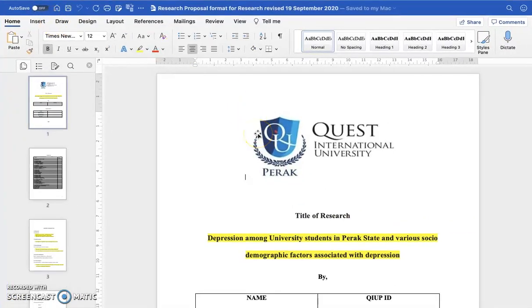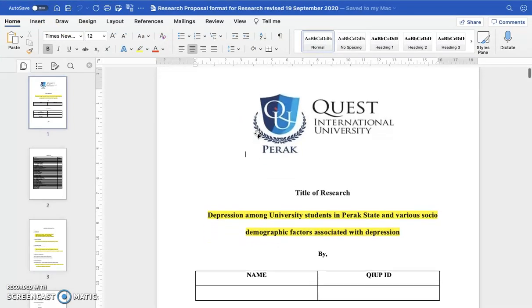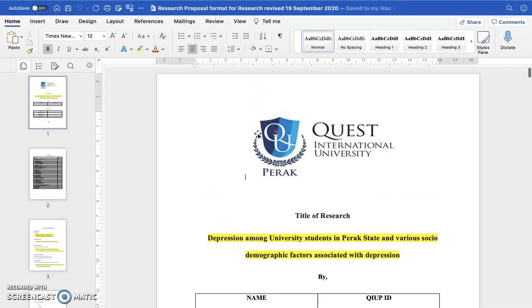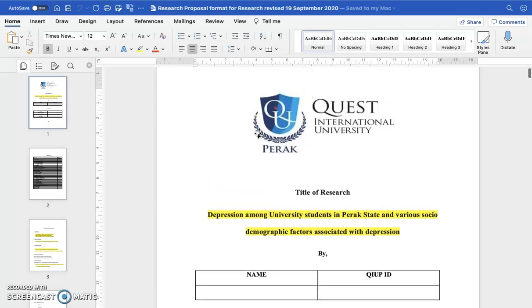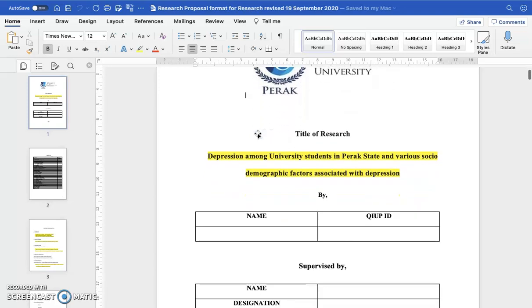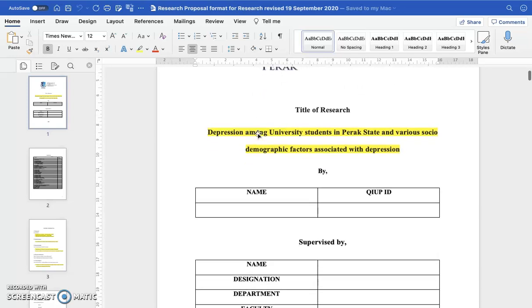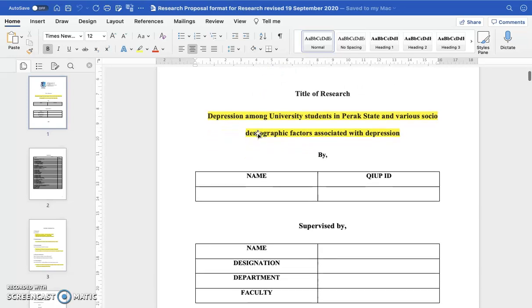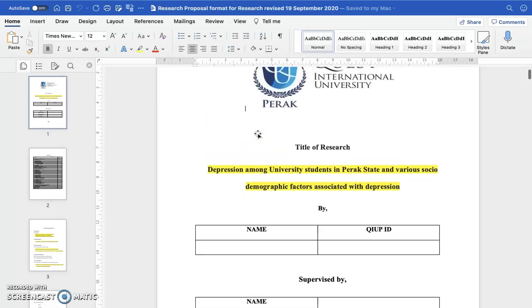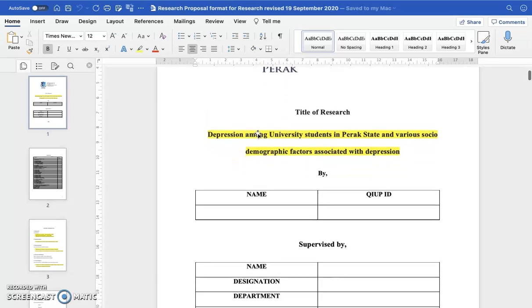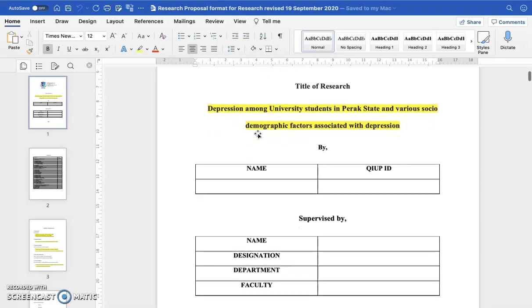So, there is a format for writing proposal for year 2 research. This format file will be shared to you, and first you have to give the title of the research. This is one example: Depression among University Students in Perak State, and various socio-demographic factors associated with the depression.